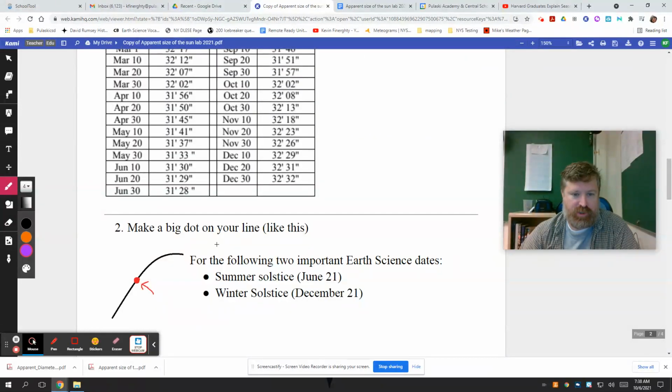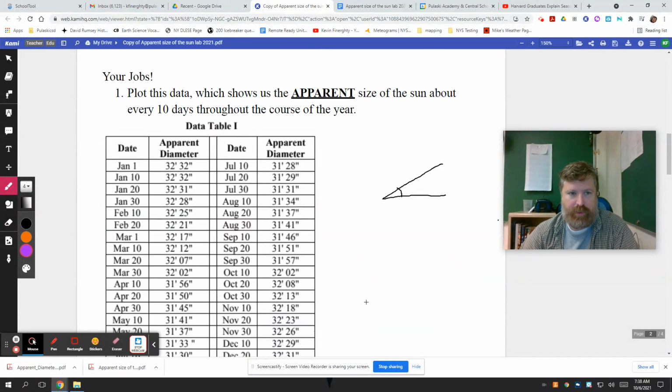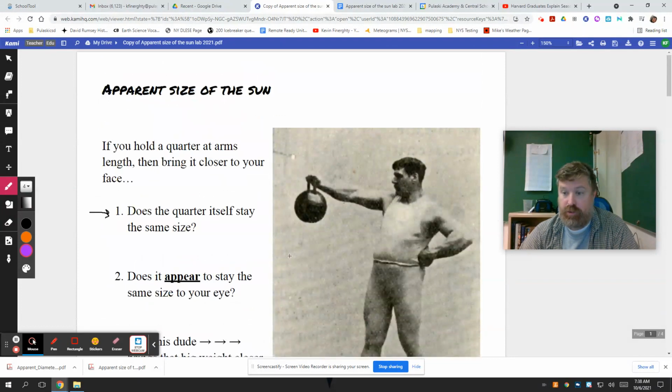Do that graph. Step 2 is just to make another big dot, pick a different color, and make a big dot on those 2 dates. That's just to help us out a little bit for the questions. You'll be good. Shouldn't be too bad.